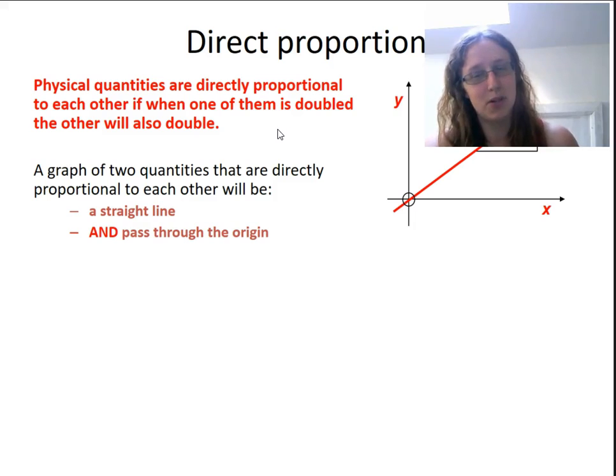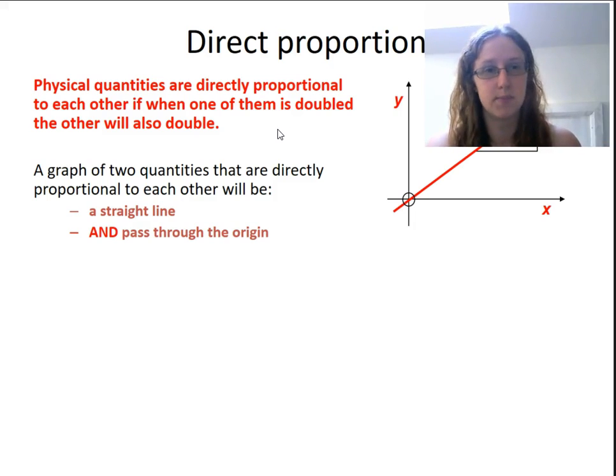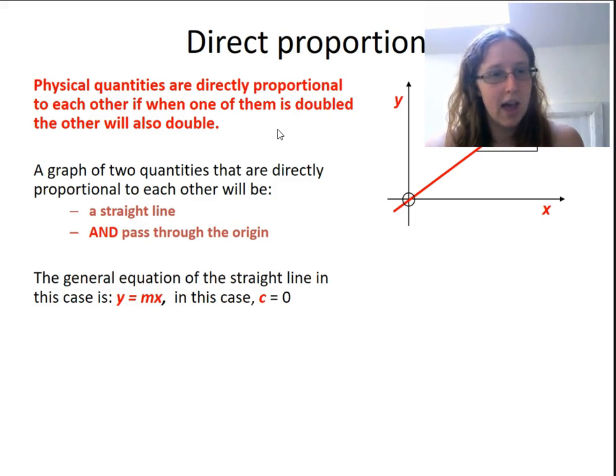Most of you would just say it would be a straight line, but it has got to go through the origin, otherwise it is not proportional. It's a linear relationship, but it's not a proportional relationship. It's just about being precise with use of language here. So generally we'd say that it would have the equation y equals mx because c is 0.